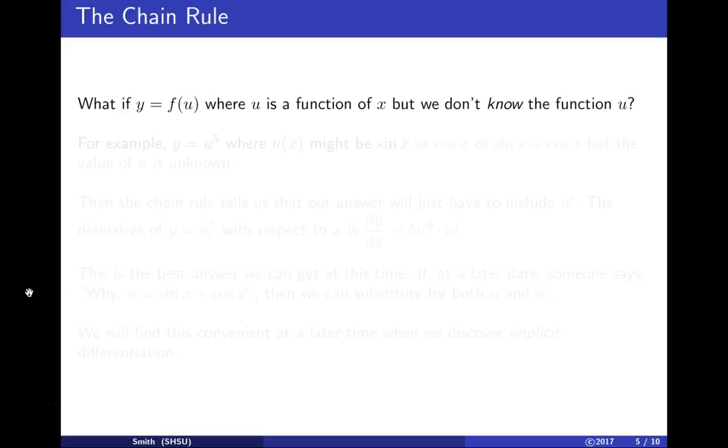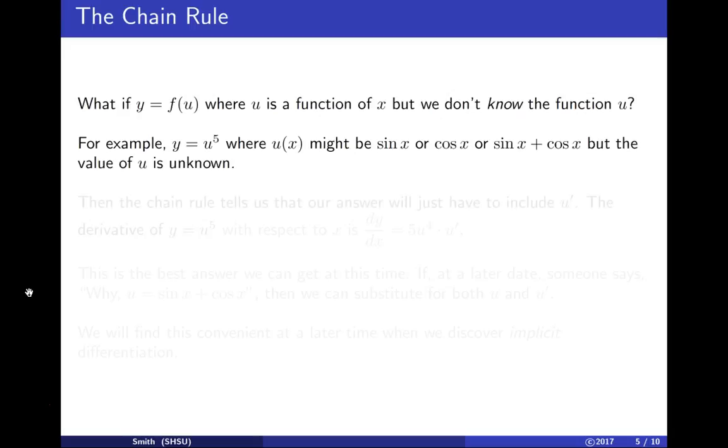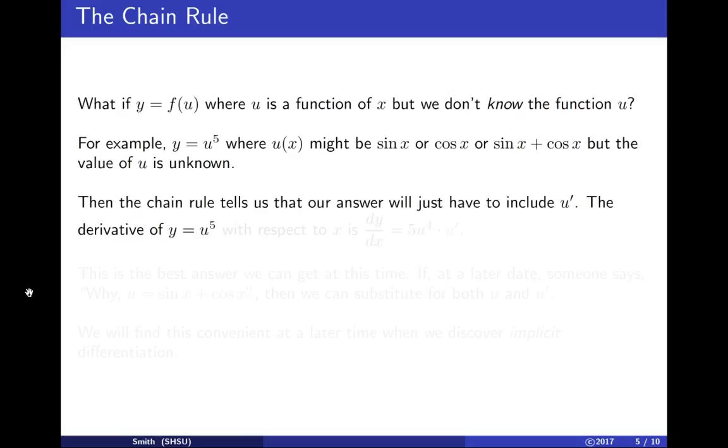What if we don't know the function u? If I just have y as u to the fifth, where u of x might be sine x or cosine x or something else, but I really don't know what u is, then the chain rule is going to give us an answer that will have to include u prime in the answer. The derivative of y equals u to the fifth with respect to x is 5u to the fourth times the derivative of u. And this will be the best we can do if I don't know what u is.